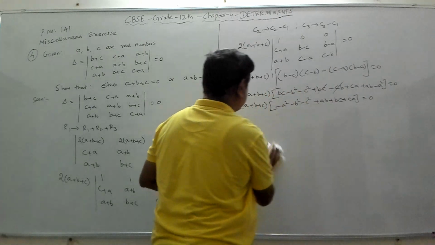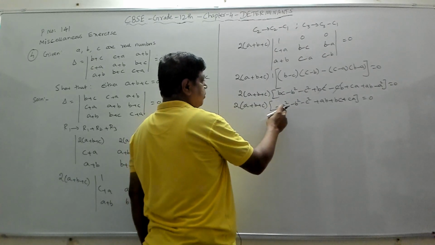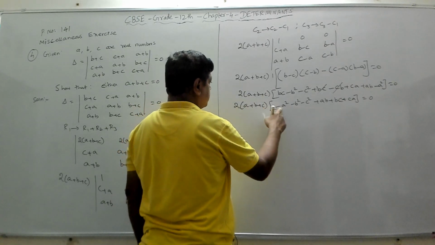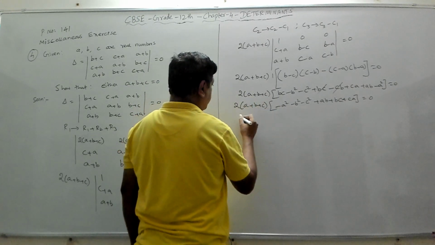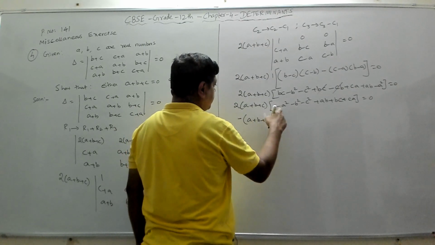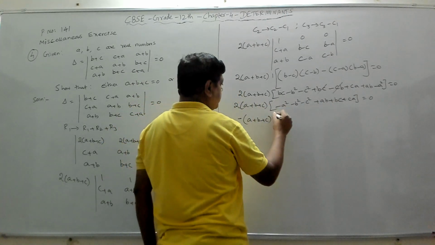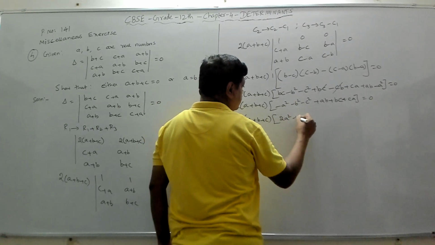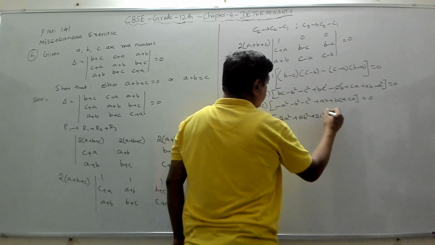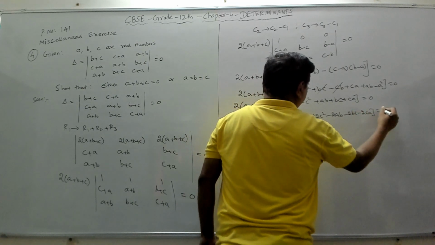What we have is, now we can take this 2 inside, right? If I take this 2 inside, I'll take minus outside. So if this 2 goes inside, then I'm taking a minus outside, so it will become minus of a plus b plus c. This 2 is going inside and I have taken minus outside, so all these signs will change. It will go to 2a square, and the signs will change: plus 2b square plus 2c square. This will become minus 2ab minus 2bc minus 2ca equal to 0.